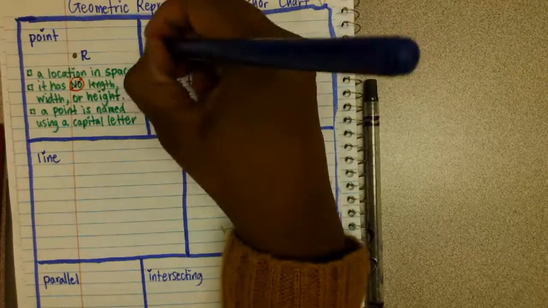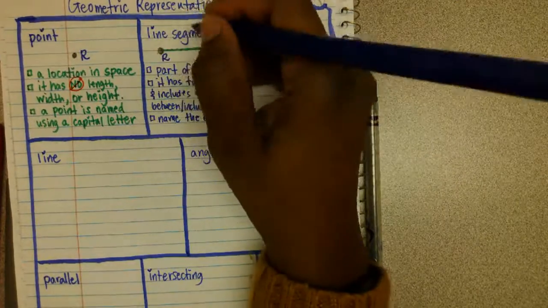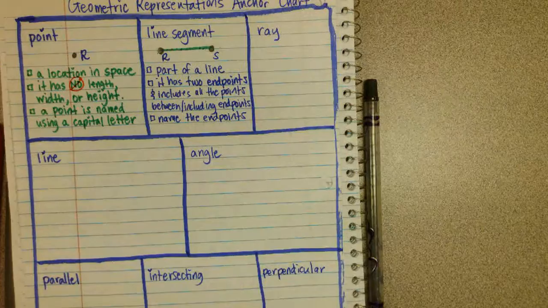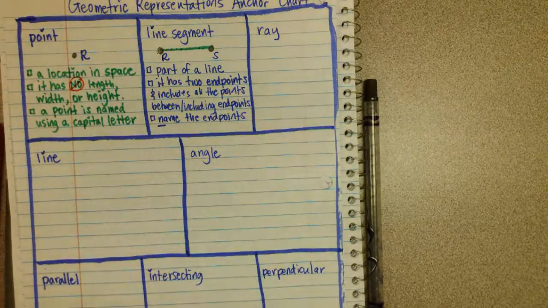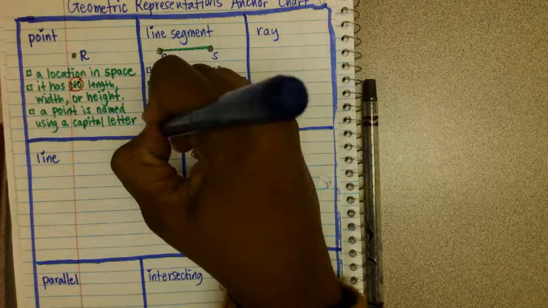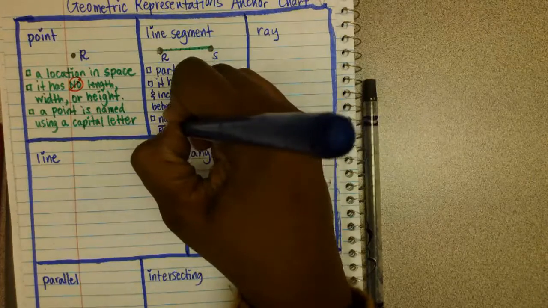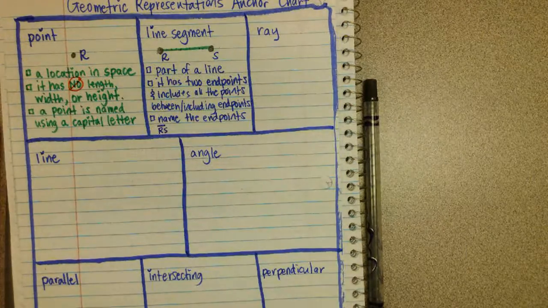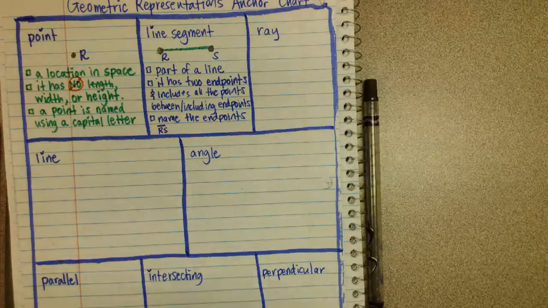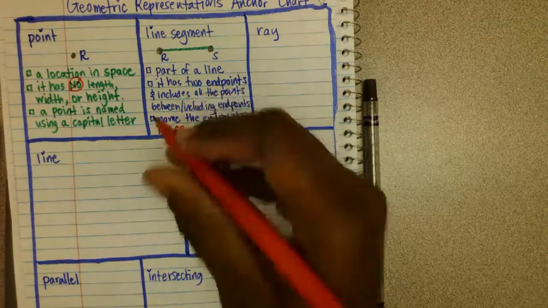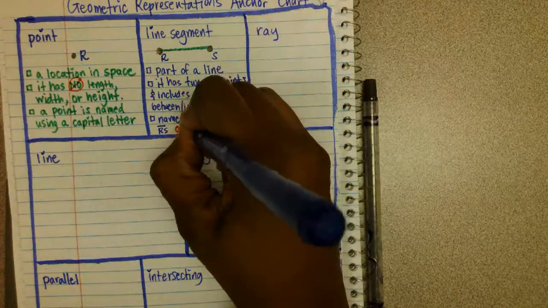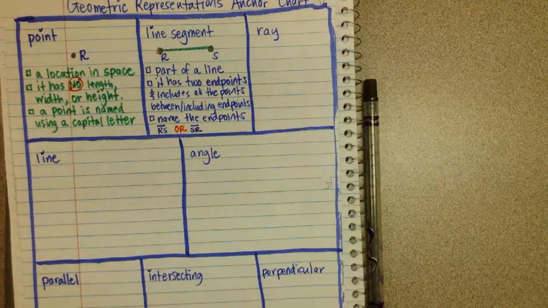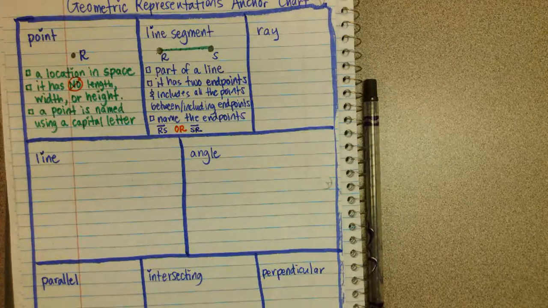All right, so I'm just going to take this point R, and next in the alphabet is S. So this is line segment RS, or line segment SR. Let's do one more together.